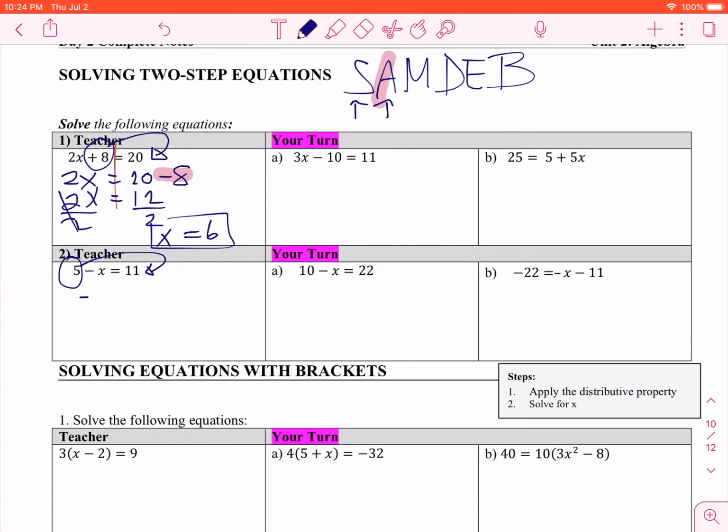Now that negative x didn't move, so that means the sign of x is still going to stay negative, right? Or there's a negative 1 in front of that x. So that's not going to change. I'm going to have 11 take away 5 because that positive 5 is physically moving to the other side of the wall.